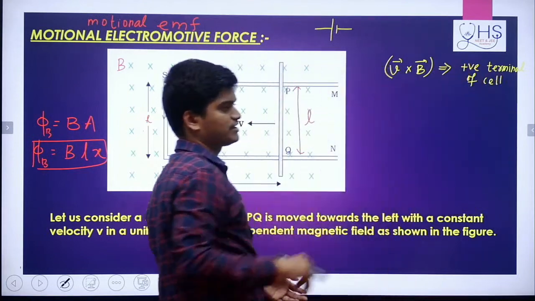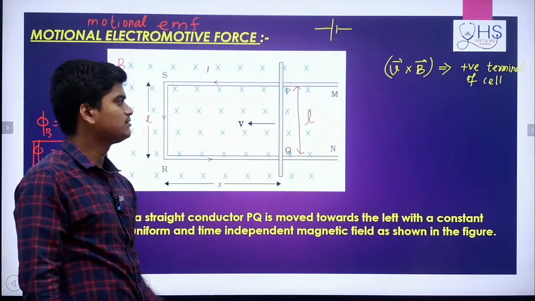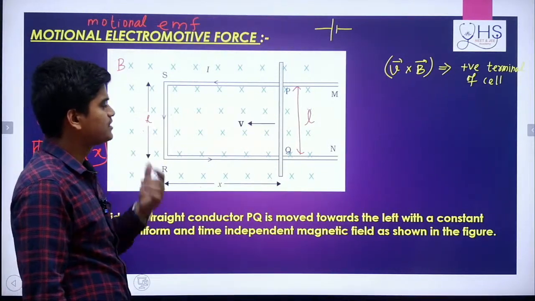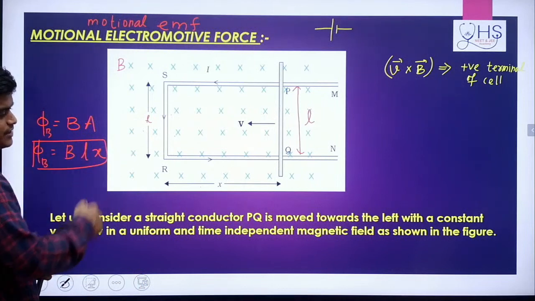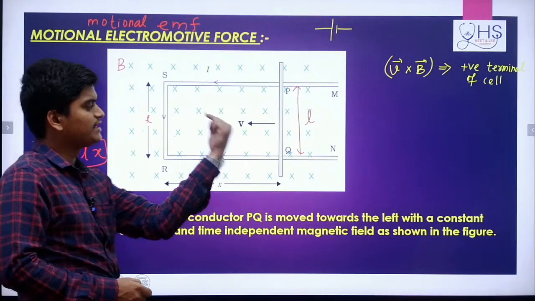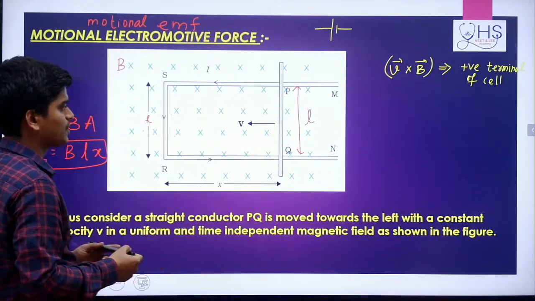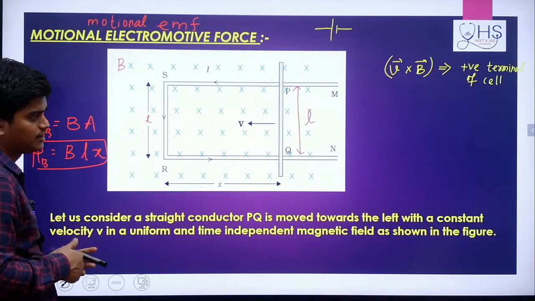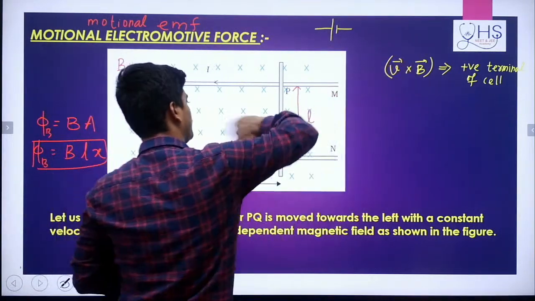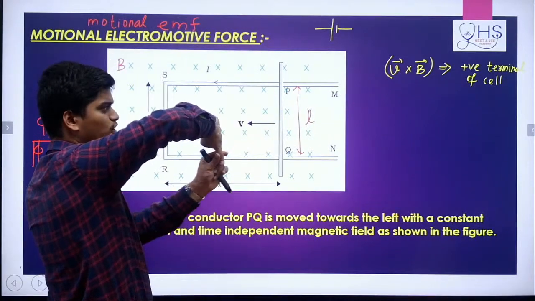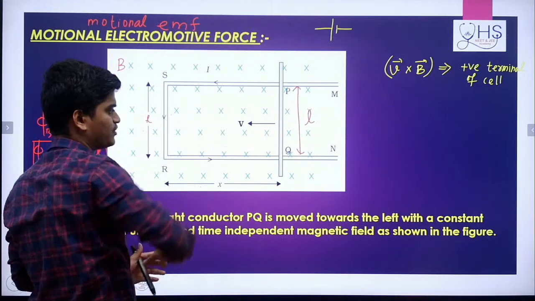How it comes, that one we will discuss also. So first you find what V cross B is. See, V is in the left direction, and the magnetic field is in the cross direction. So V is like this, the magnetic field is cross. Now if you do V cross B, the thumb will give the direction of V cross B, and it will be downward actually.